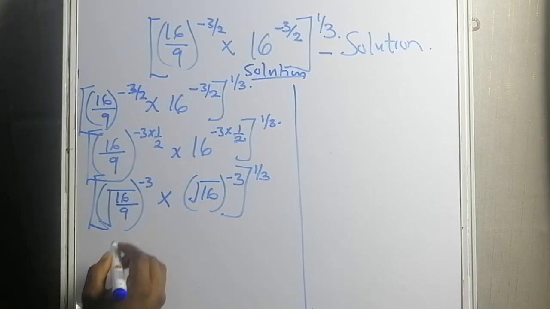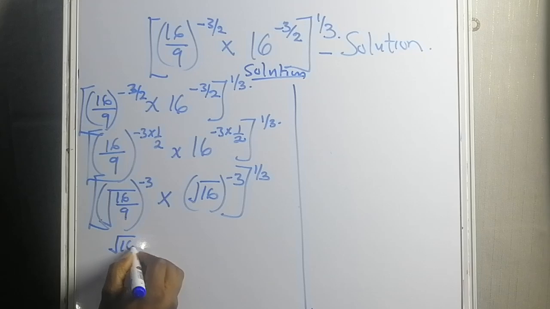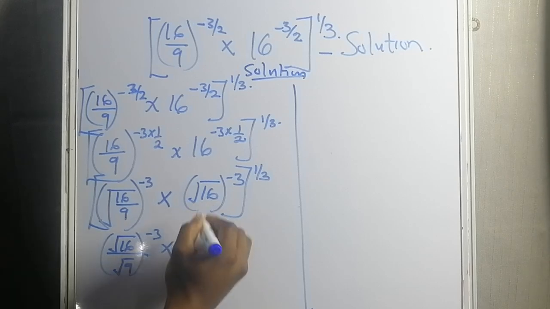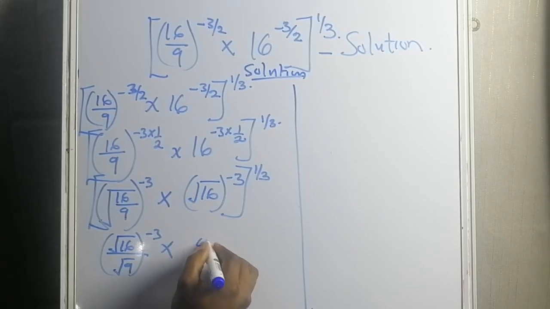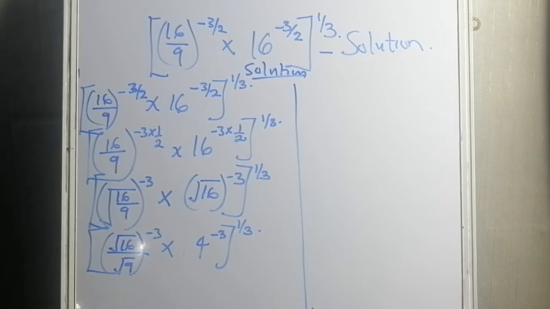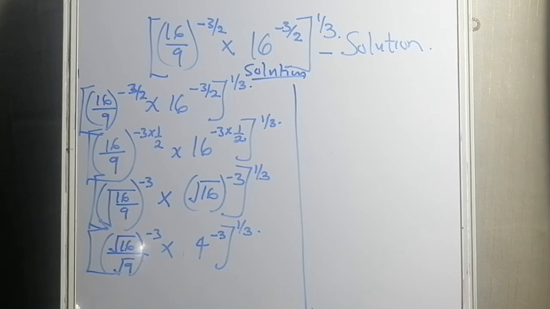It means that this one is the same thing as saying root 16, root 9, all raised to power minus 3 times what? So square root of 16 is what? 4, raised to power minus 3. Do you see it now? Everything raised to power 1 over 3. So square root of 16 is 4. 4 times 4 is 16. Okay? So 4 times 4 is 16.